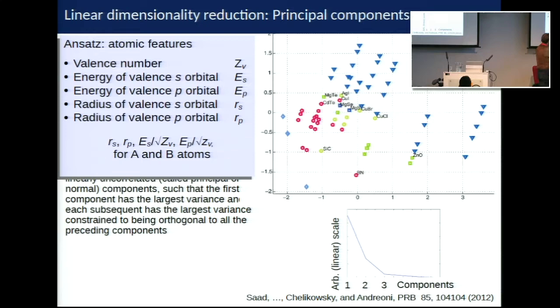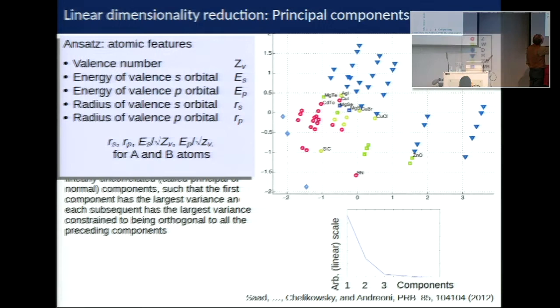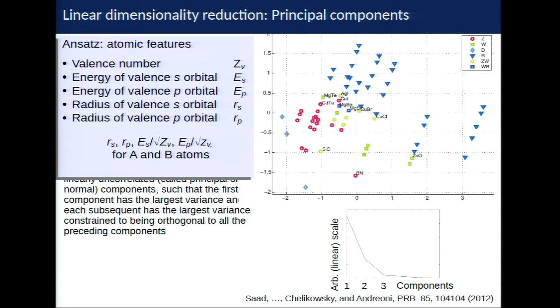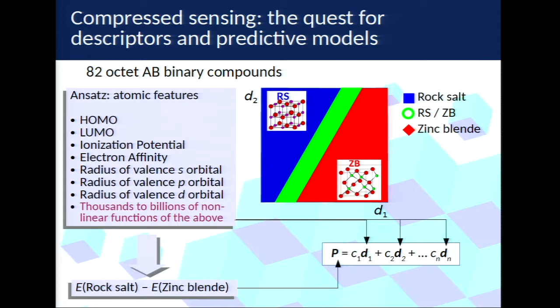This was exactly the rock salt zinc blend as done in the groups of Chelikovsky and Andreoni in 2012. So this is a representation. You see that all the blue is now rock salt are here, and all the zinc blend are here, and there is something in between that is wurtzite, that is a variant of the zinc blend structure. So there is some kind of separation, somewhat nice. The point is that if you try to read what is on the axis, you will see a linear combination of most likely everything that they put as input.